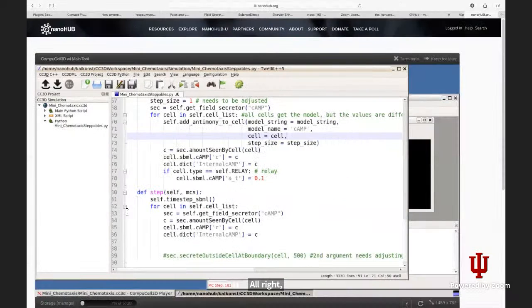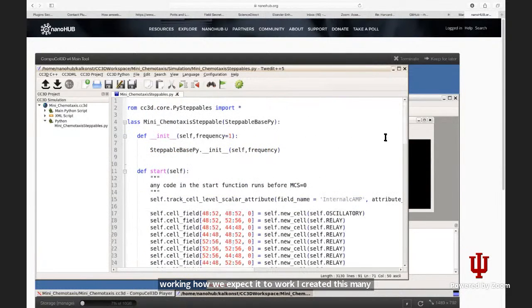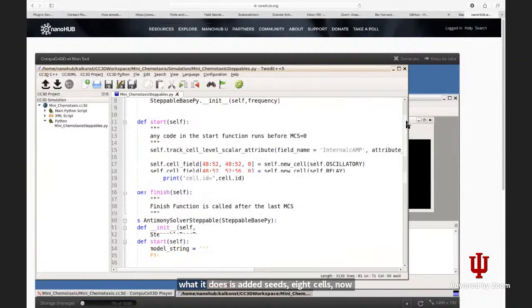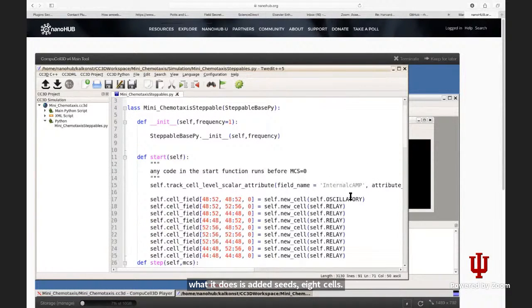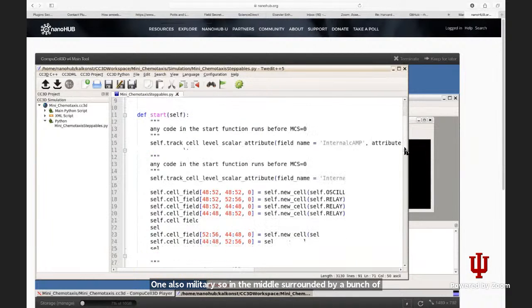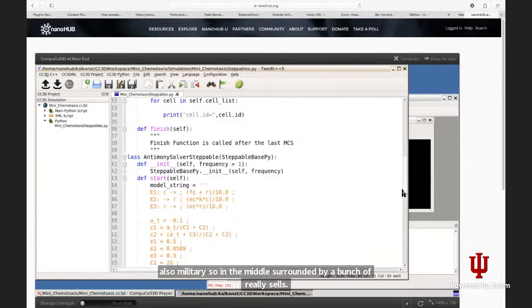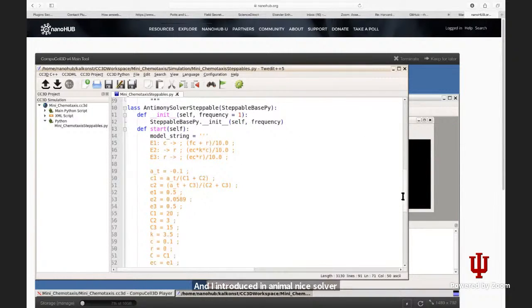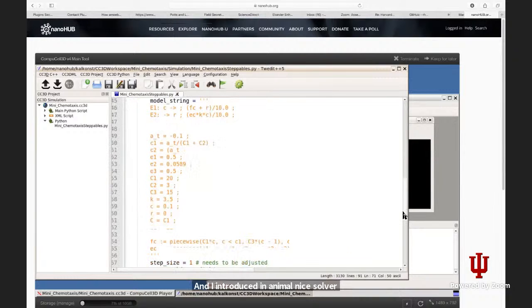In order to make sure that the cyclic AMP model is working how we expect it to work, I created this mini model, which I called mini chemotaxis. Basically what it does is that it seeds 9 cells: one oscillatory cell in the middle surrounded by a bunch of relay cells. I seeded that manually. Then I introduced an antimony solver steppable and implemented the string.